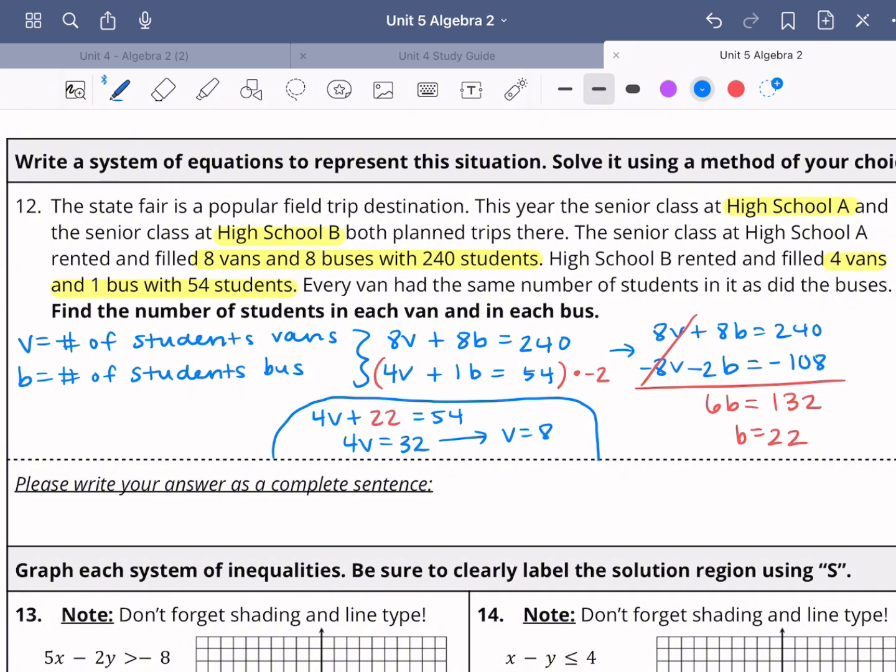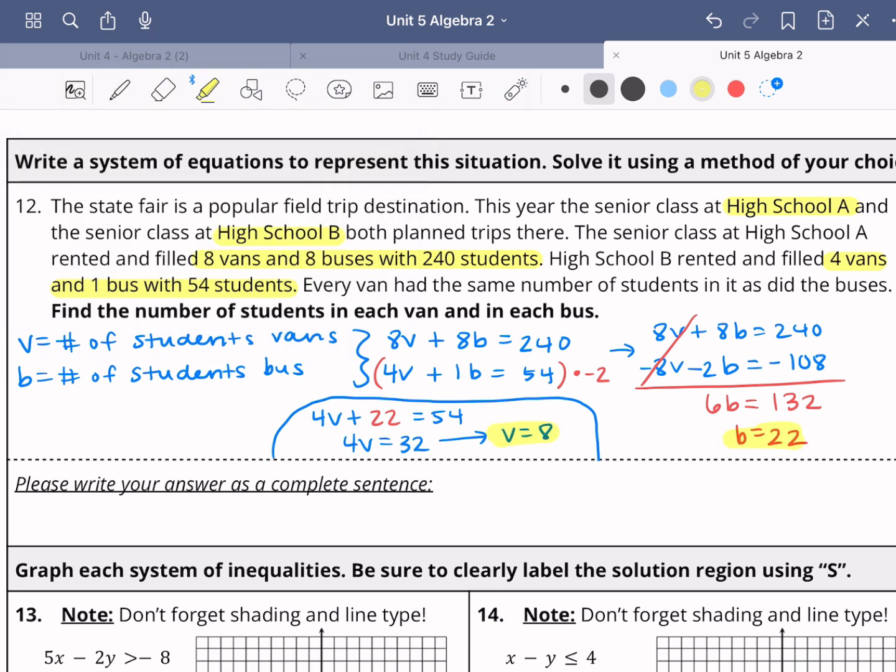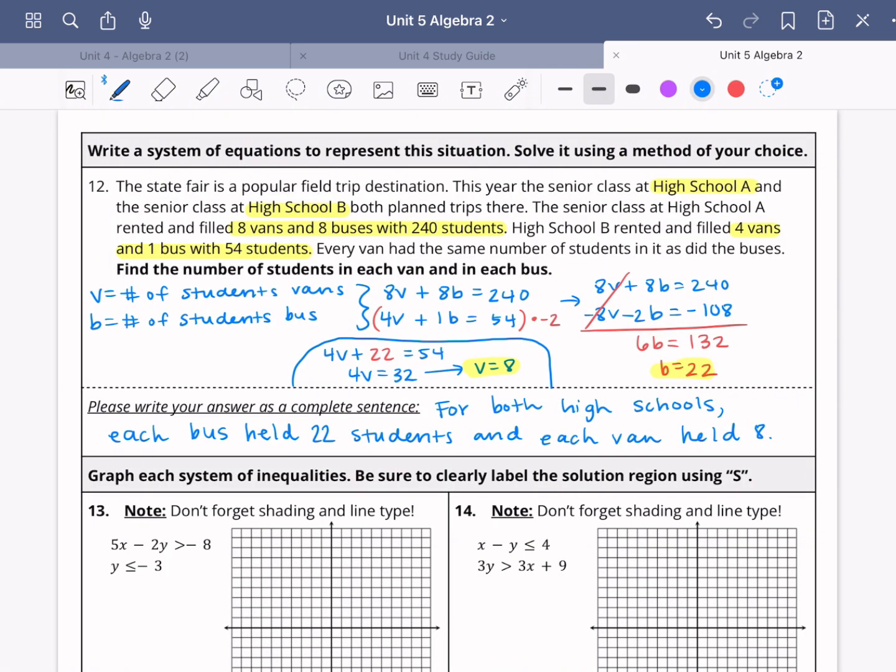I have you writing your answer as a sentence here because I want to make sure you understand the significance of 8 and 22. Like, what do they mean? And so here's a sample sentence of how you might say this. For both high schools, each bus held 22 students and each van held 8.